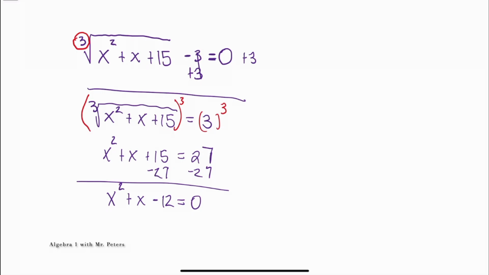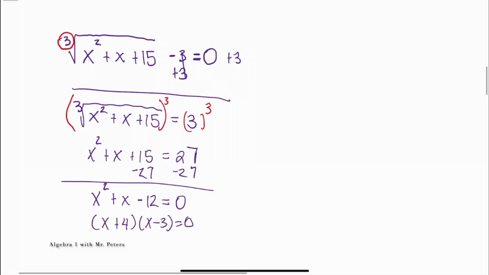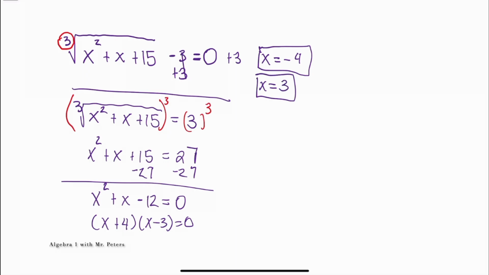So now when we factor this, we know that we're going to have x plus 4 times x minus 3 is equal to 0. So after we set our factors equal to 0, we know we're going to have x is equal to negative 4 as one possible answer, and x is equal to positive 3 as the next possible answer. So yes, in problems like this, check for the extraneous solution.